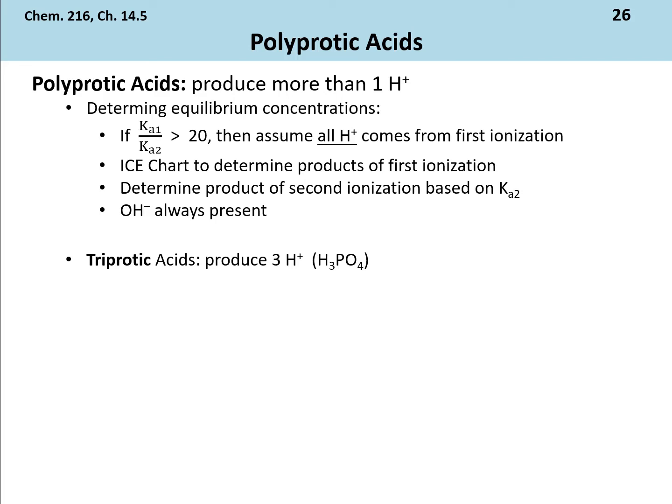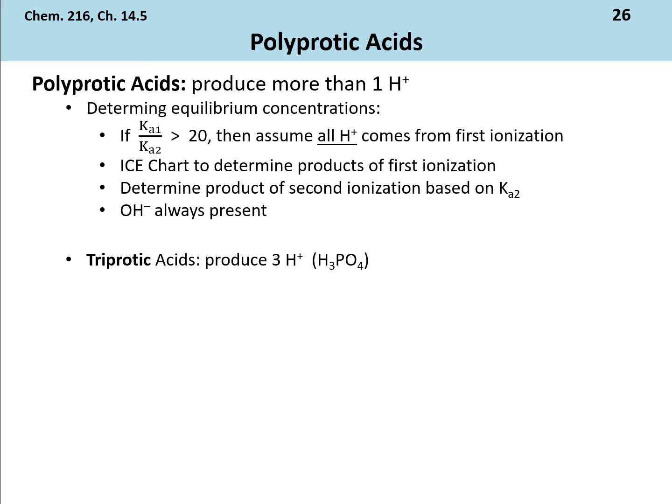That was for a polyprotic acid. That was for a diprotic acid. We also have triprotic acids. Triprotic acids are ones that produce 3 H+. An example is H3PO4, also called phosphoric acid. It is going to go ahead and lose one hydrogen, then a second, and then finally a third.